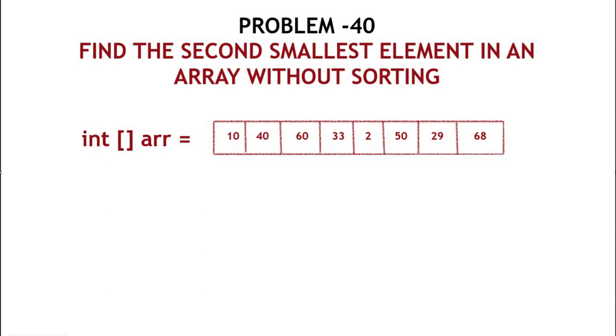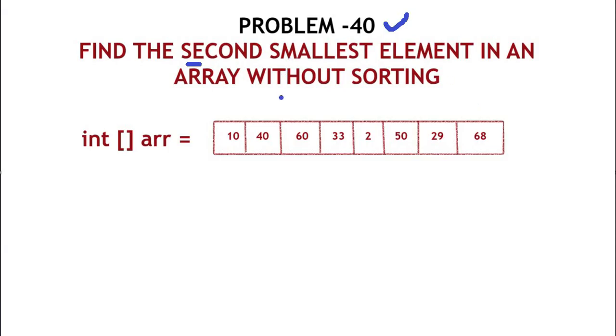So in our top 100 code series, our problem 40 is to find the second smallest element in an array without sorting. Now this question is very important from the point of view of your placements and campus recruitment or any interview. This question is the most asked question. What we have to do is find the second smallest, not the smallest.